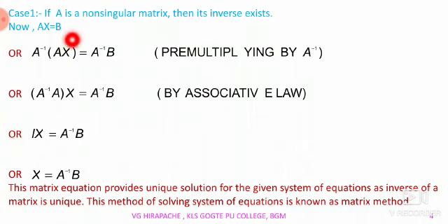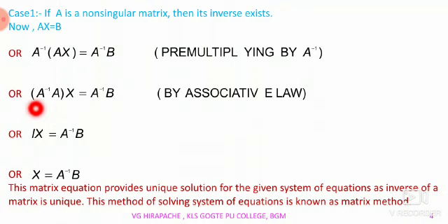If A is non-singular, now AX is equal to B, and we can write, by pre-multiplying by A inverse on both sides, A inverse into AX is equal to A inverse into B, that is pre-multiplying by A to the power minus 1 on both sides. As we know that matrix multiplication is associative, we write this as A inverse A into X is equal to A inverse into B. This is by the associative law.